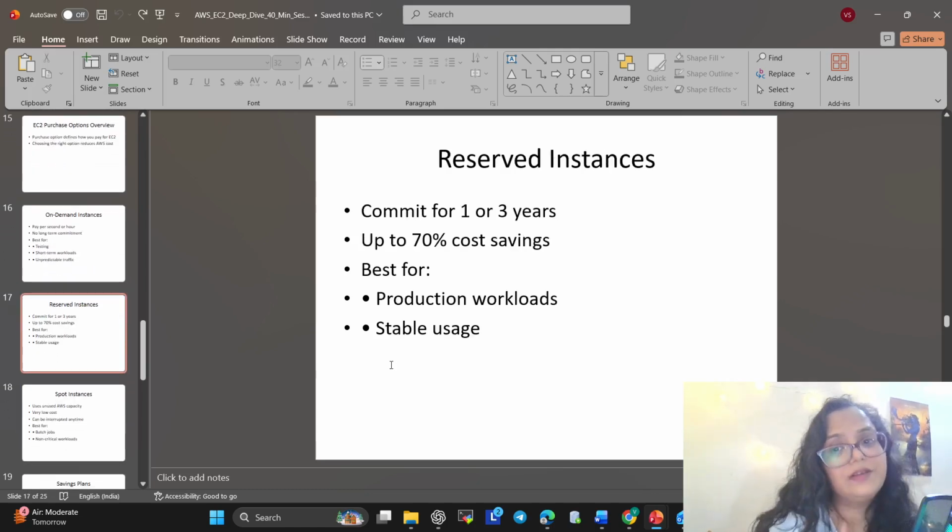Now, reserved instances. We use reserved instances for production. For example, in production we have to keep our server up 24/7, for 1 year, 2 years, or 3 years. In that scenario, we use reserved instances. It is a commitment for 1 to 3 years, and here we can save up to 70% of the cost. Best for production workloads and stable usage.